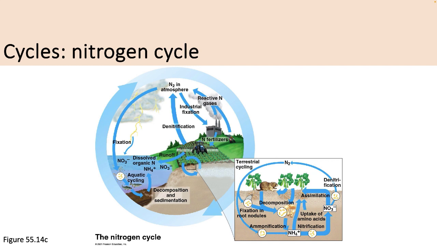We eat the plants. We poop it out. Plants use it again. This cycle keeps going until eventually they come across these denitrifying bacteria. And then it goes back into the atmosphere. We have gotten smart. And we've actually figured out ways to suck nitrogen out of the air and turn it into fertilizers. But those fertilizers then find their way back because the bacteria are still there.